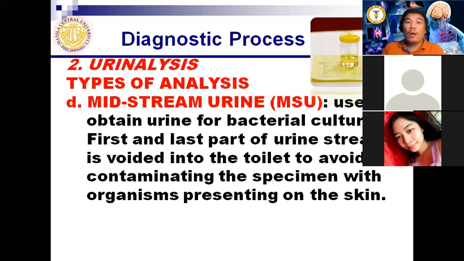So how will it be midstream? For example, the first passage, the first amount or volume of urine that will pass will not be the one being collected, but the middle portion of the voided urine is the one, not the last. Not the last. So the first and the last will not be collected, but the midstream is the one that is being collected. So that is what you call midstream urine.